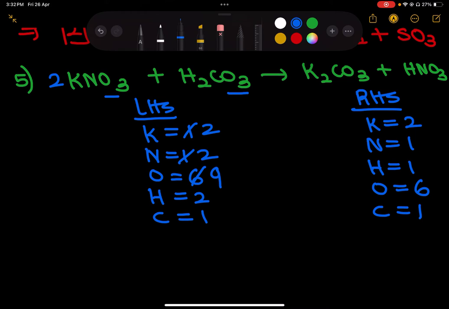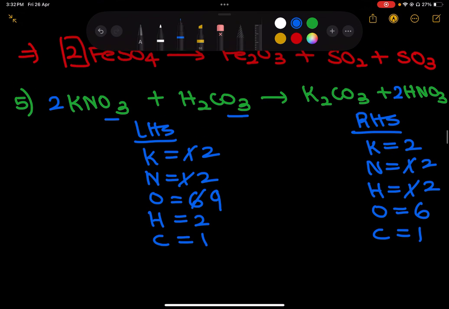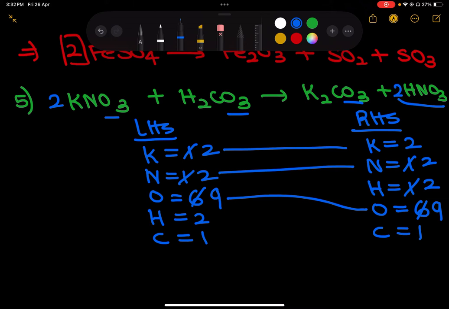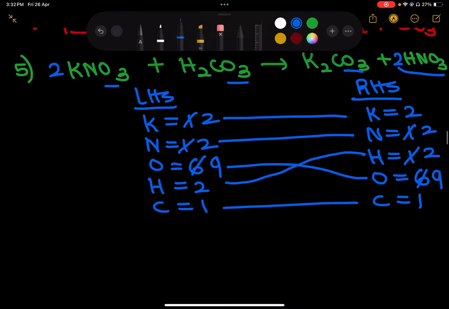Nitrogen. So here we have to put a 2. So we'll get 2 nitrogens. And then hydrogens will also become 2. And the oxygens will become 2 into 3 and 3. So that's 9. So I think we balanced it out. 2, 2, 2, 2, 9, 9, 2, 2, and 1, 1. Okay, so it's balanced.